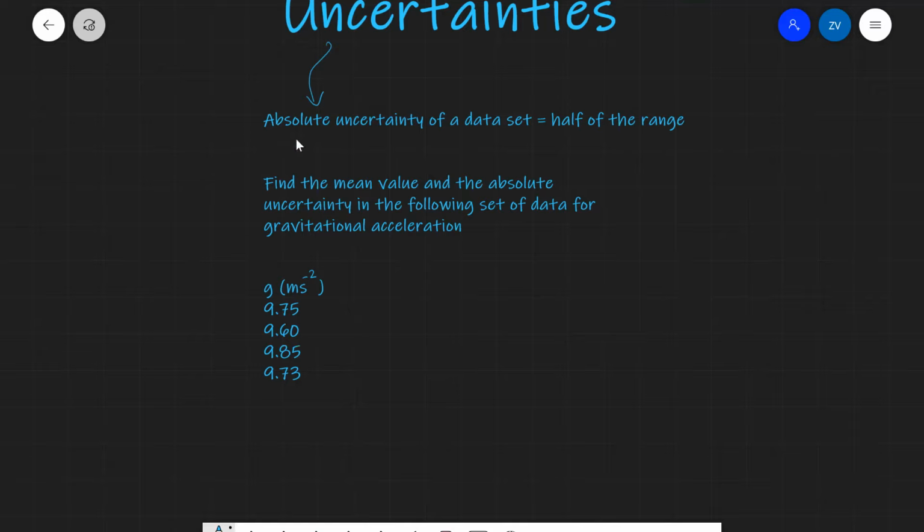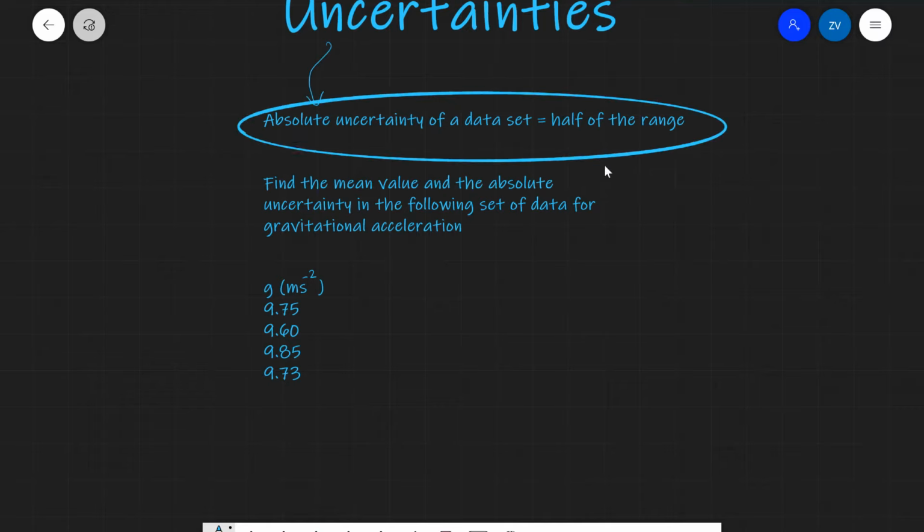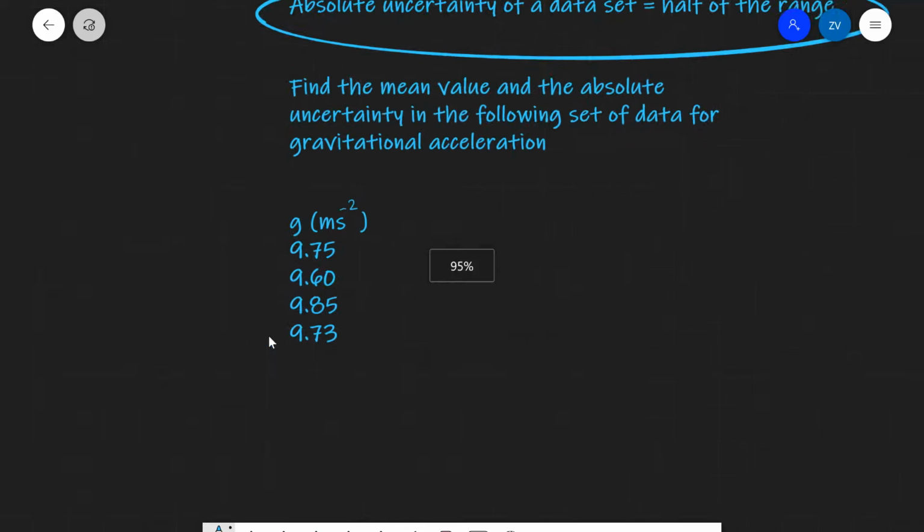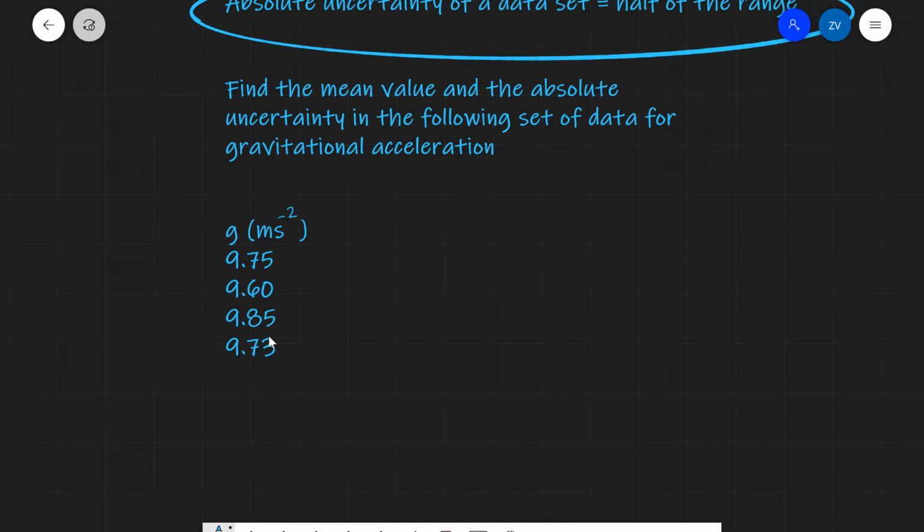The rule that we're going to use is the absolute uncertainty of a data set is equal to half of the range, where the range is just the largest value, take away the smallest value. So find the mean value and the absolute uncertainty in the following data set. Okay, well, the mean value, this is going to be quite easy. All we need to do is just add up those values and divide it by 4. And the mean value, if we do that, so let me just write this down over here.